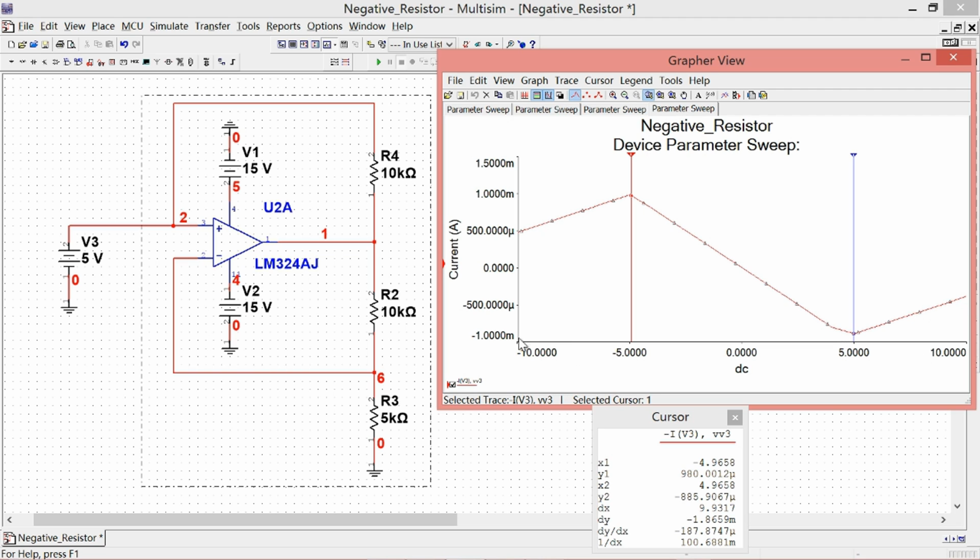The horizontal and vertical axes represent the voltage and the current respectively. The slope is minus 200 microsiemens. The corresponding resistance is minus 5 kilo ohm.